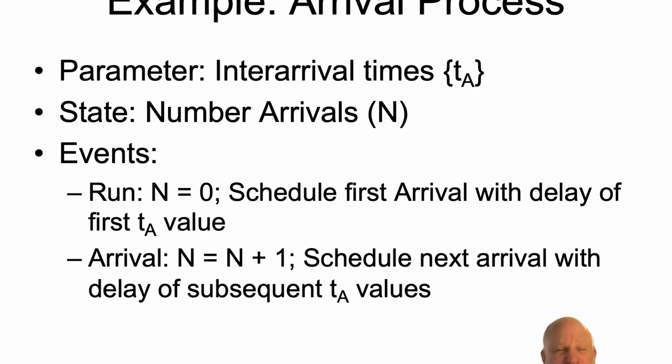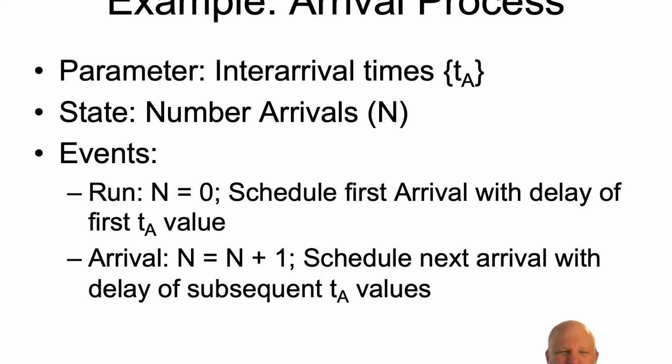So now there are two events for this. Now remember, our run event is going to be where we start. And so its responsibility is to initialize all our state variables. So the run event state transition is going to set the value of n to 0. And I should have specified that up here, because that's part of the state. So the run event will set n, the number of arrivals, to 0, and then it will schedule the first arrival with a delay of the first t sub a value. So it says the first guy is going to show up at this time from now.